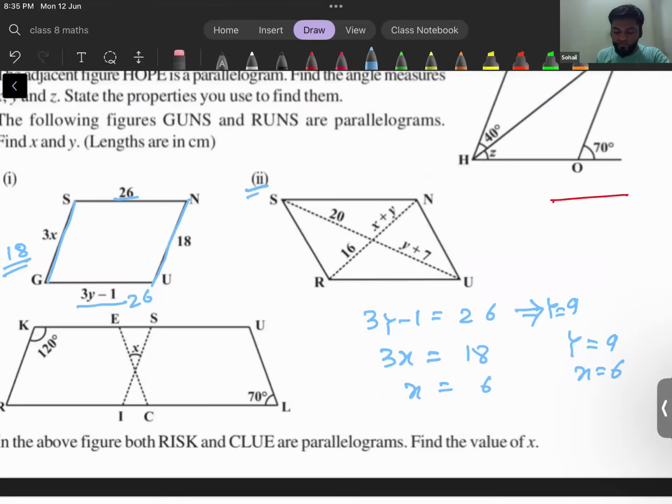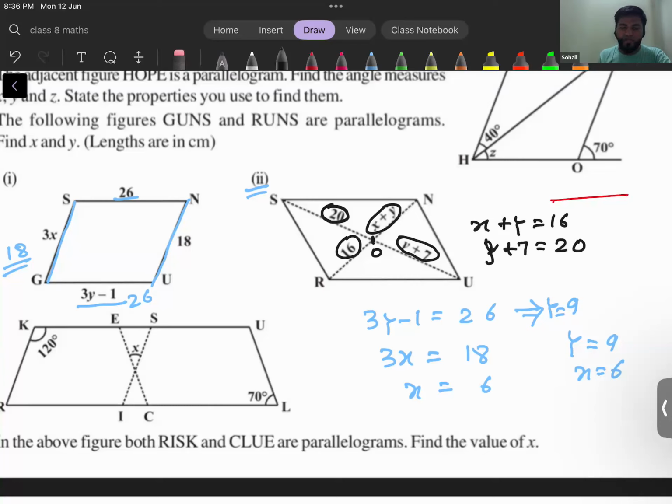Like see figure number 2 here. See how we are supposed to solve this type of question. This is the center at which the diagonals are intersecting each other, and we know when diagonals intersect each other, they basically bisect each other into equal halves. So that means y plus 7 is supposed to be equal to 20, isn't it? And this 16 is equal to x plus y. So you will simply equate them. X plus y equals 16 and y plus 7 equals 20. And like this, you guys can easily find out the value.